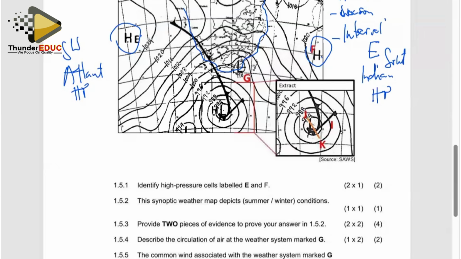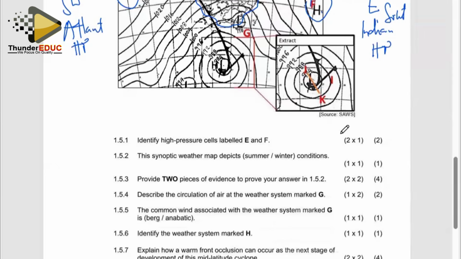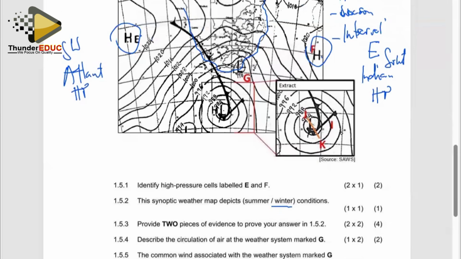This synoptic map depicts summer or winter conditions. This is a synoptic map for winter. Provide two pieces of evidence. The pieces of evidence that we have here: the location of these anticyclones. In winter, they are located further to the north. Look at where they are. They are latitudinally located adjacent to land. So they are further to the north, which happens in winter. That is evidence number one.